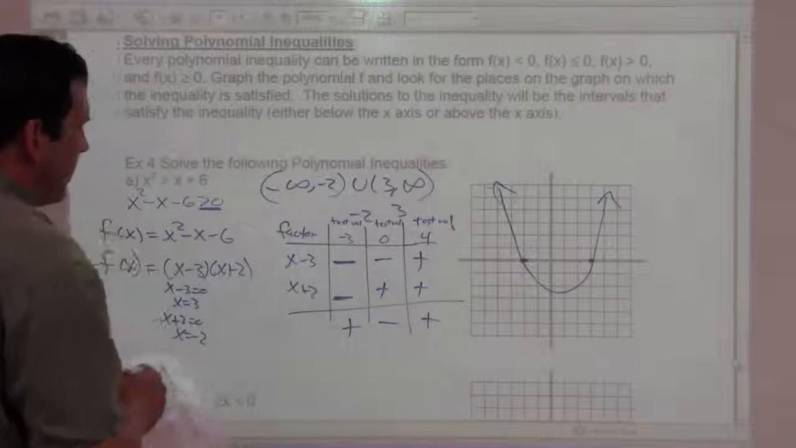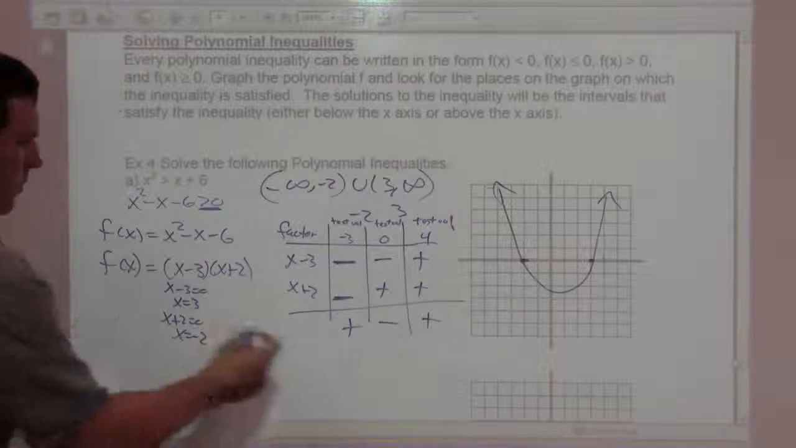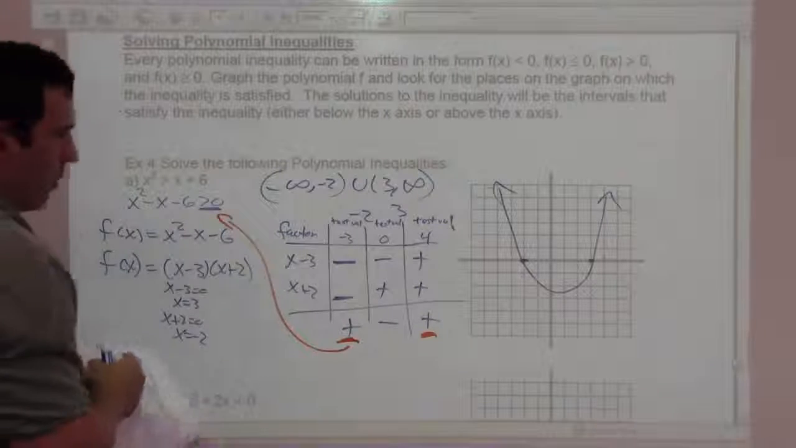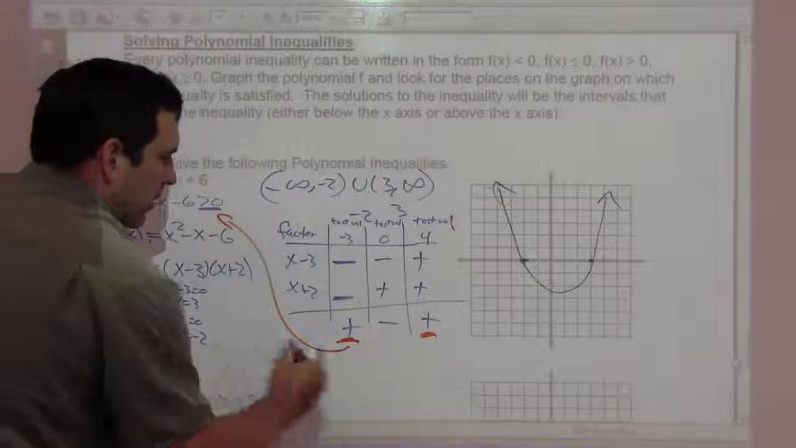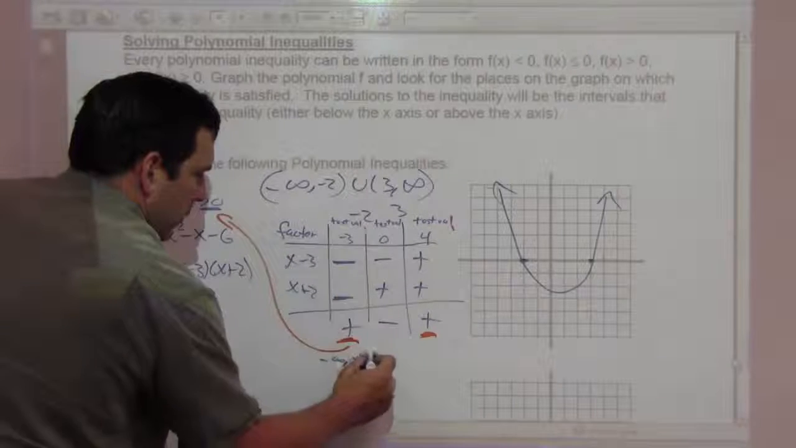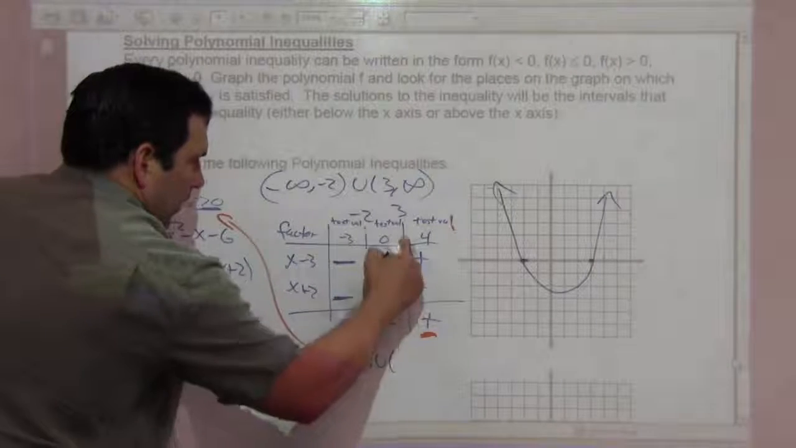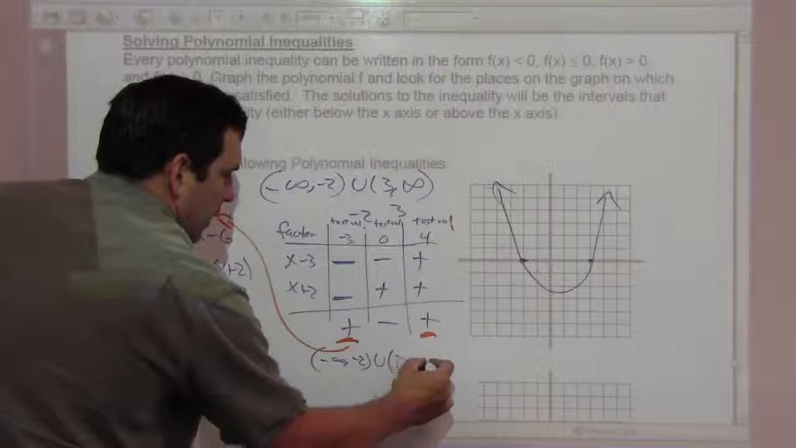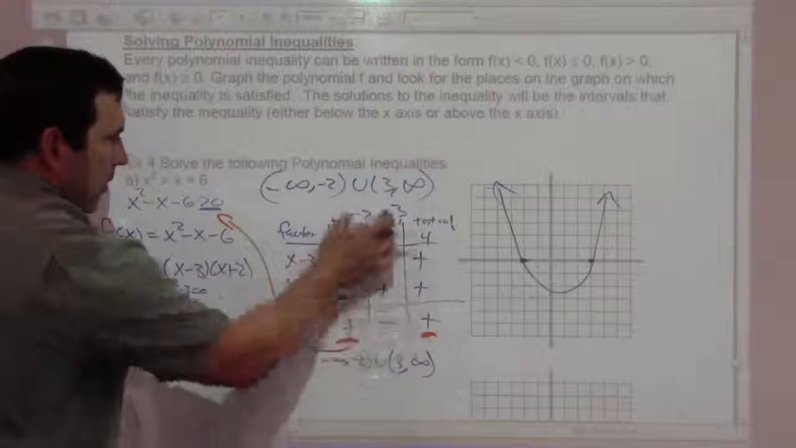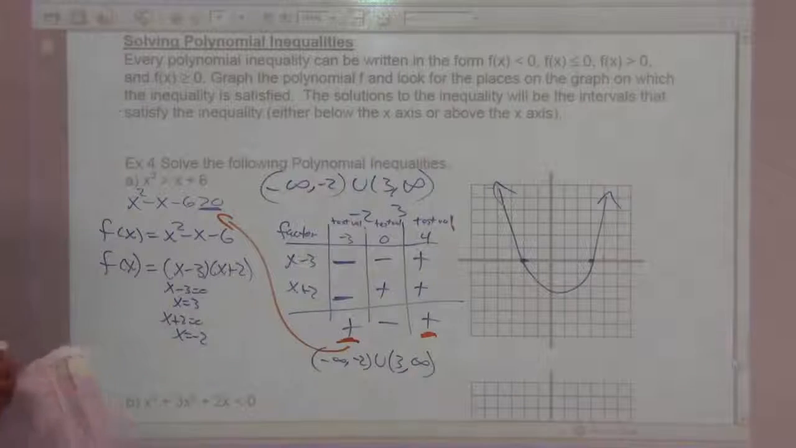So if we're looking for places where this is greater than 0, where's it greater than 0? Well, this interval means from negative infinity to negative 2, then from 3, the test value, to infinity. And notice I have the open parentheses there at negative 2 and 3. Not inclusive of those.